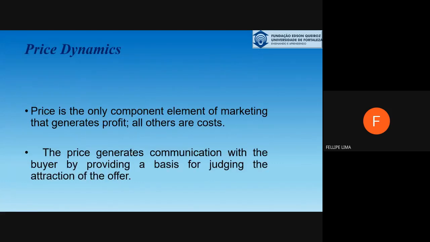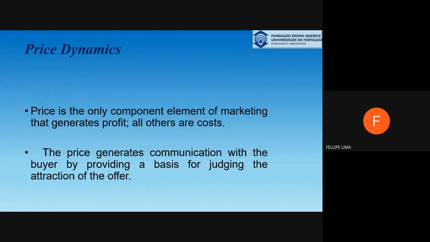Price is the only component of marketing that generates profit. Every other aspect of marketing is cost. I want to make a TV spot, cost. I want to hire Angelina Jolie for my campaign, cost. I want to make a spot on the Chinese wall, cost. I want to print a folder, cost. Everything is cost. The only thing that's not cost is the price. When you decide your price, you are thinking about your profit. How much will I profit? How much will my client profit?